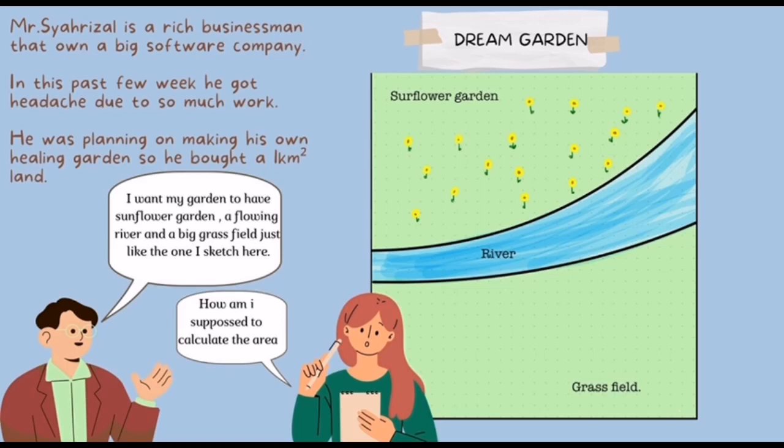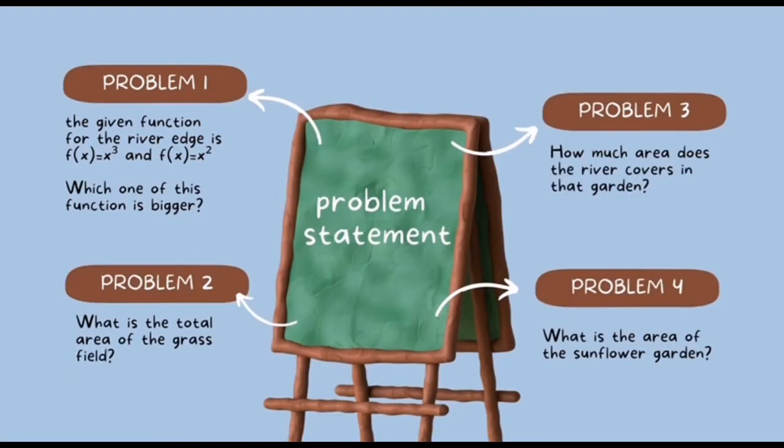I want my garden to have a sunflower garden, a flowing river and a brick grass field, just like how I sketch here. But the problem is, how was the landscaper supposed to calculate the area of each of the elements in his garden? Now let's see the problem that the landscaper has to face.